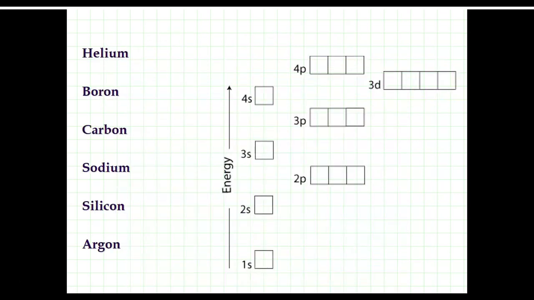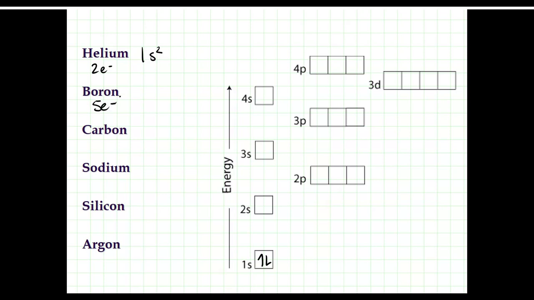We can use that information to write electron configurations of our elements. Helium, we look at the periodic table, it's element number 2. That means it has 2 electrons. We're going to always start at the lowest energy possible first. Lowest energy level available is 1s. So we're going to draw 2 electrons in the 1s orbital because it's the lowest energy first. So helium's electron configuration is 1s2.